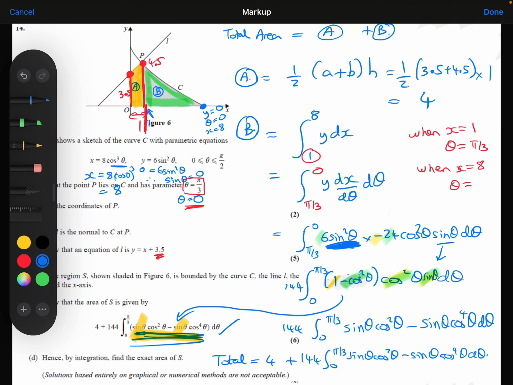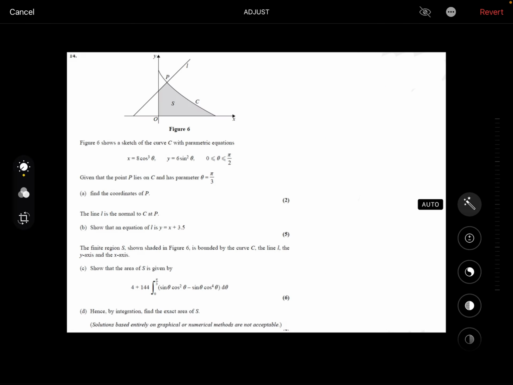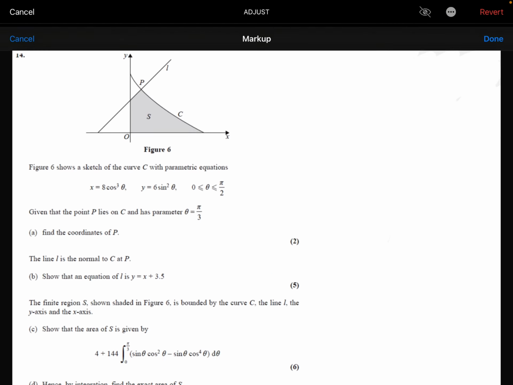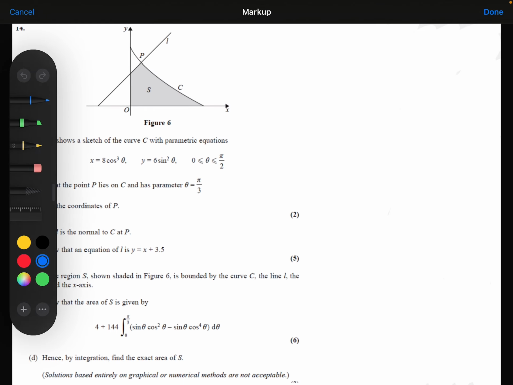That's part C. And finally part D, hence. So hence, this must be the key thing about why they told me to write my answer like this. Hence, by integration, find the exact area of S. So I'm going to rewrite this integral. So I've got the 4 plus 144 times the integral of 0 from pi over 2, pi over 3, sorry.